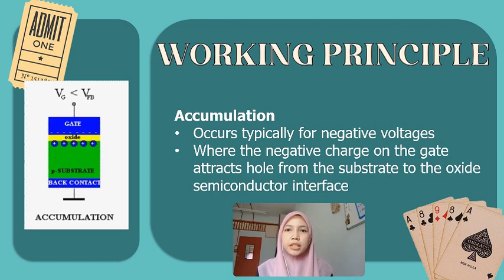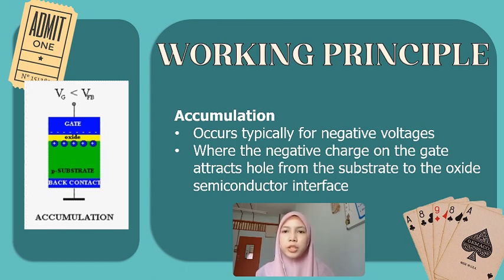So I will explain about the working principle of MOS. To understand the different modes of a MOS capacitor, we now consider three different bias voltages. First is below the flat band voltage. Second, between the flat band voltage and threshold voltage. And third is larger than the threshold voltage.